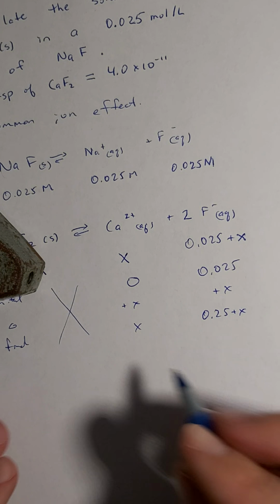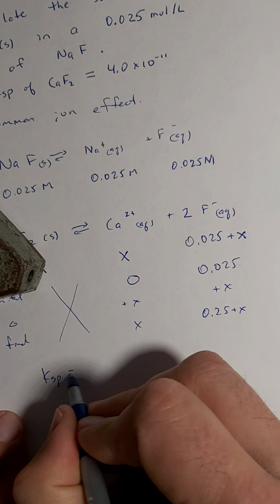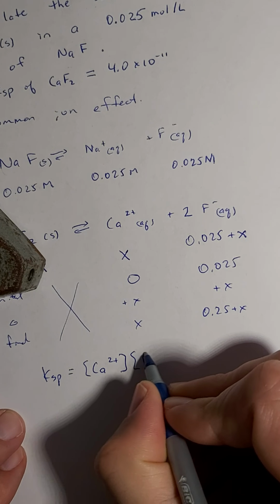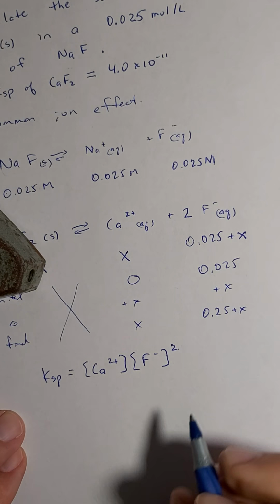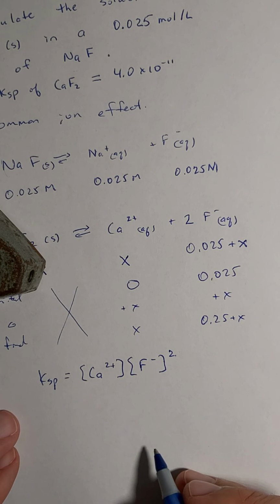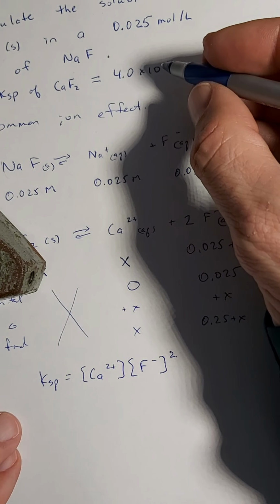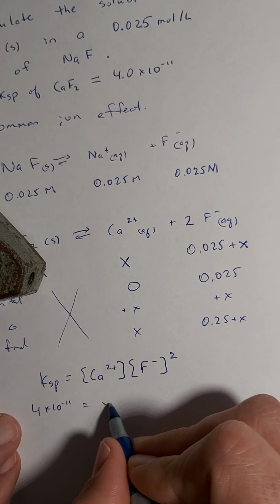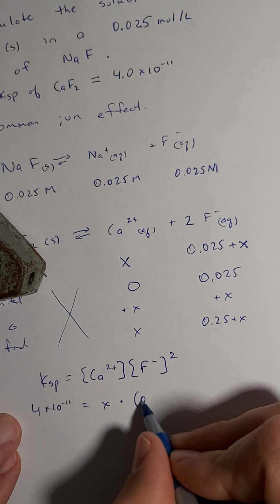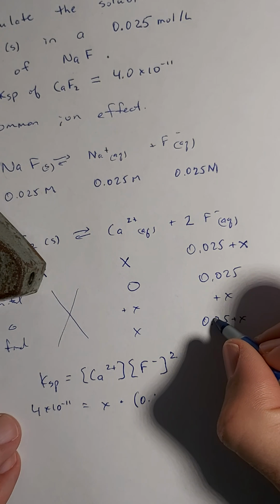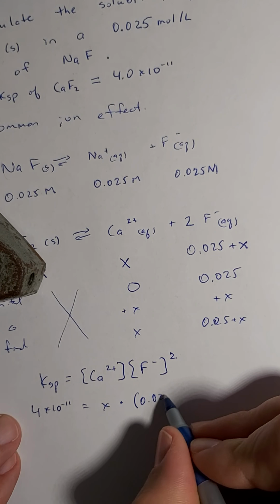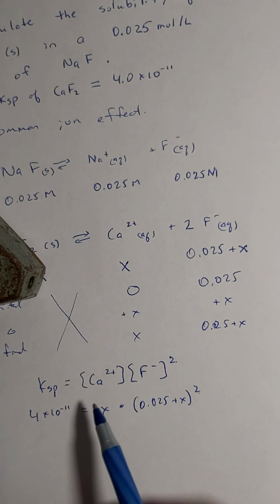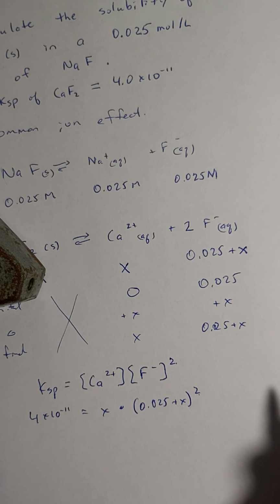So now I'm going to write the formula for KSP, which is Ca2 plus times F minus squared. KSP, I wrote it down up here, is 4 times 10 to the minus 11, equal to X times 0.025 plus X, all squared. Now, if I go ahead and expand this, I'm going to get a quadratic equation, and that would be ugly.